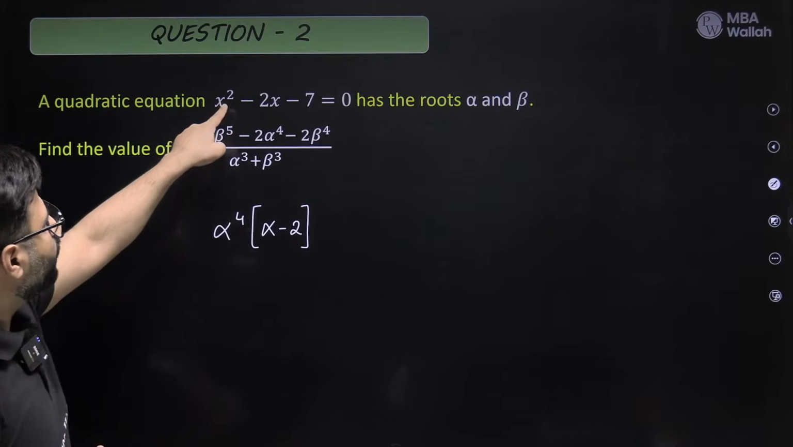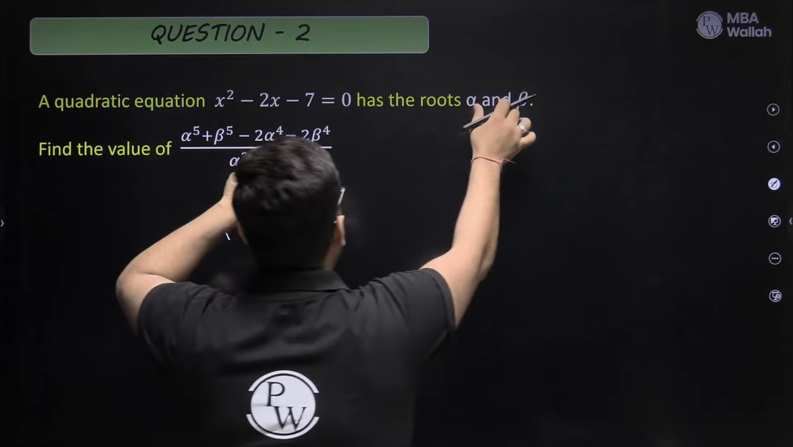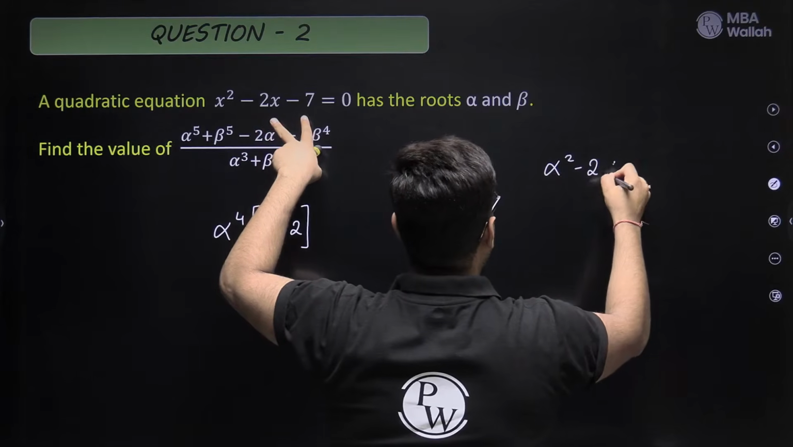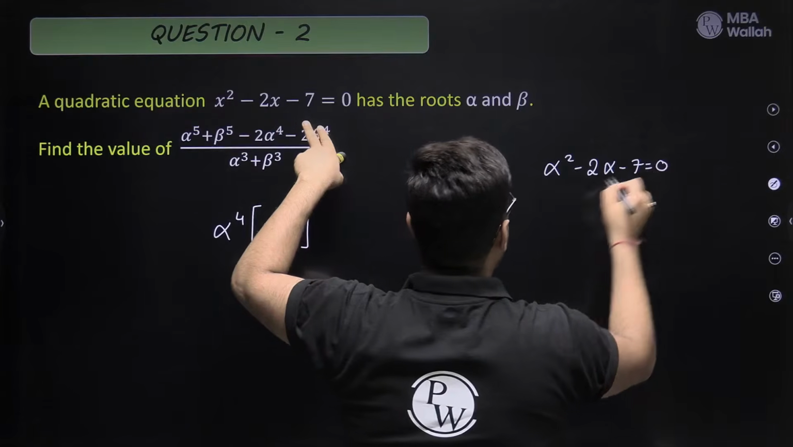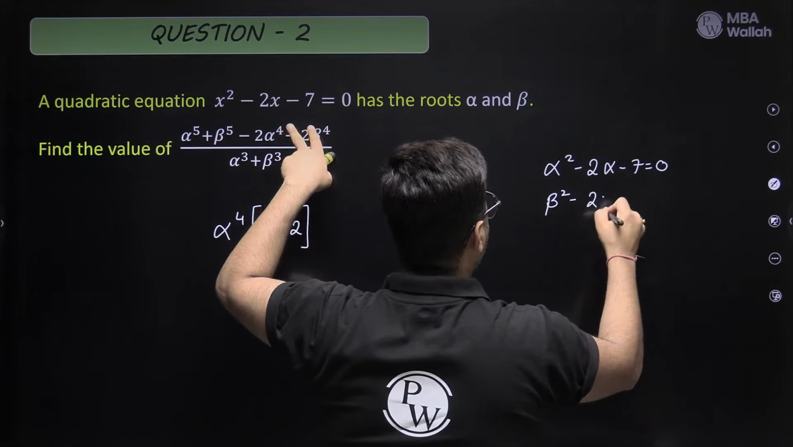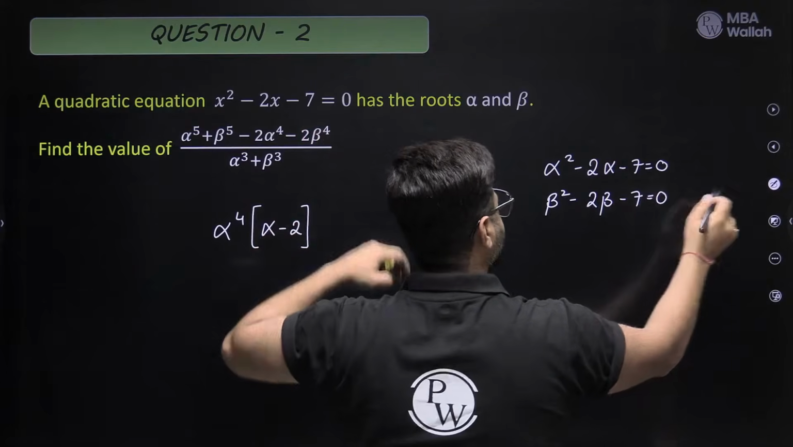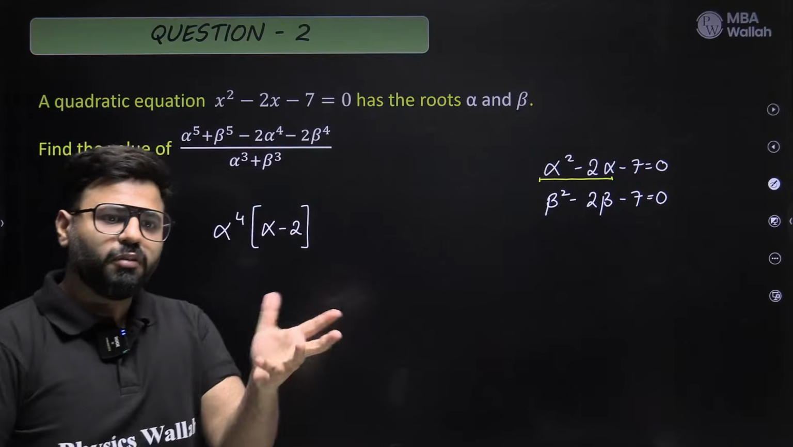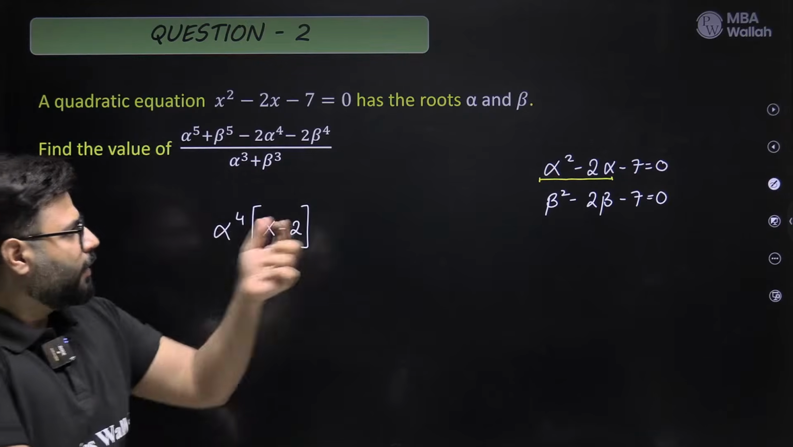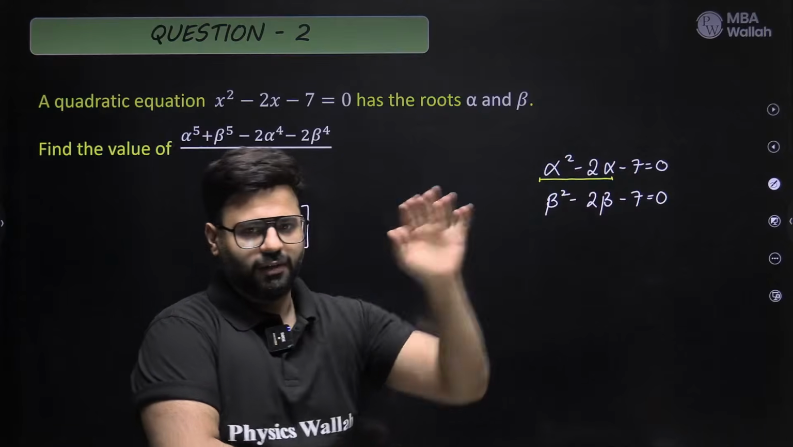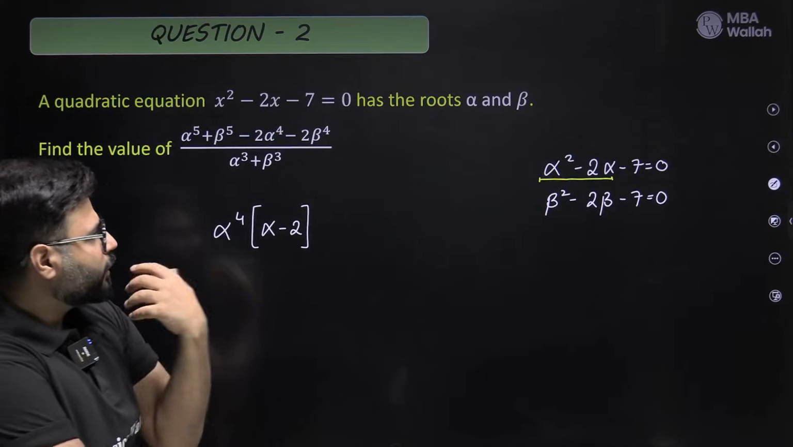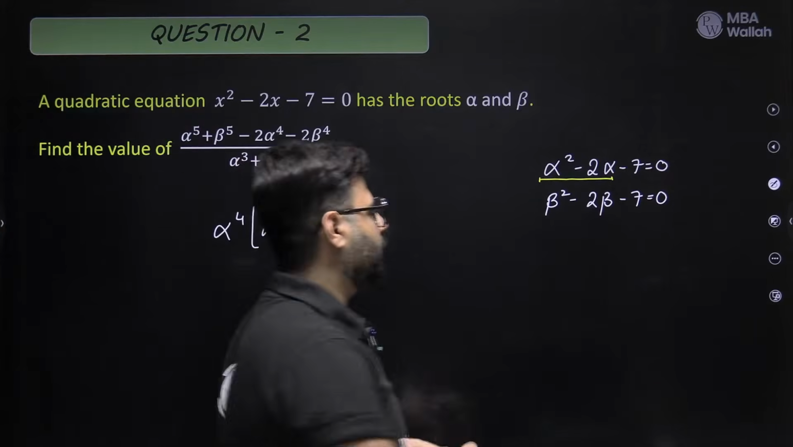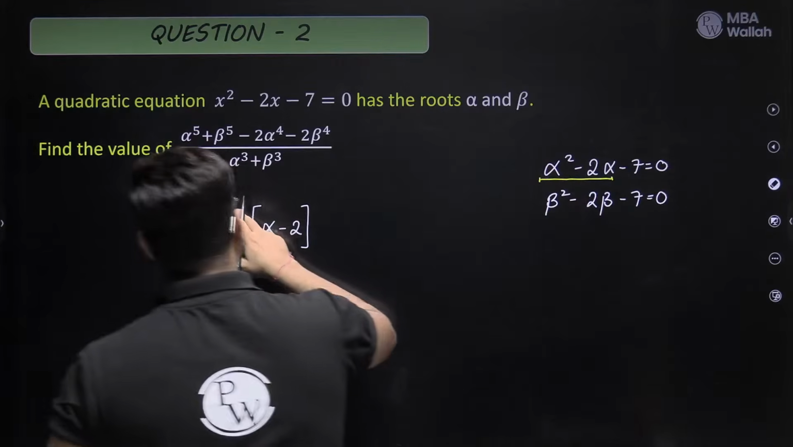Why? Because if I look at this equation, alpha and beta are the roots. That means they satisfy this equation, right? So alpha square minus 2 alpha minus 7 equals 0, and beta square minus 2 beta minus 7 equals 0. Crazy. If I can create alpha square minus 2 alpha, I can simplify a lot. Think. Because I know that alpha square minus 2 alpha is 7. Yes or no? Is there a possibility that I use these two and create alpha square minus 2 alpha? Think. Is there a possibility?